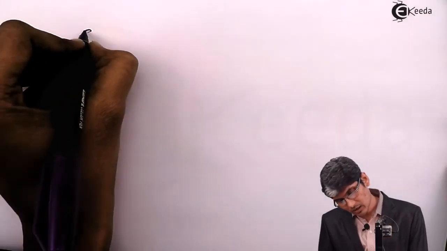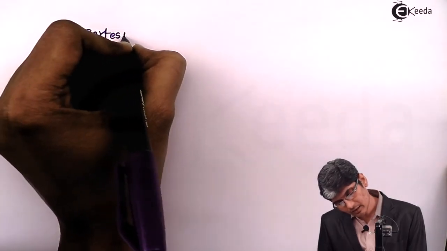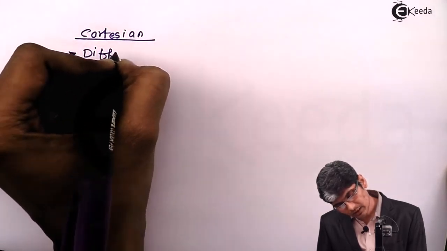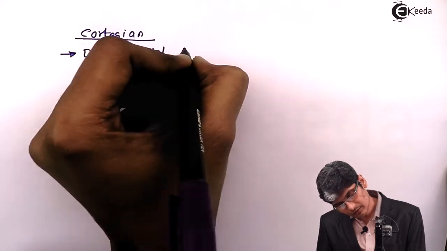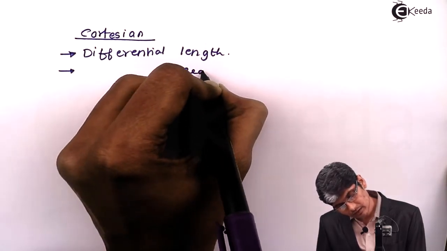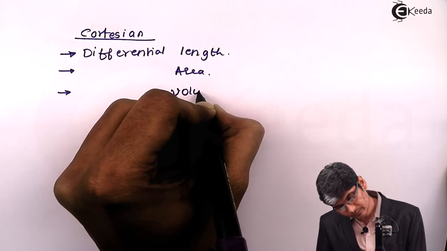Hi friends, today we are going to see how a differential length, differential volume and differential area are decided in a given coordinate system. To start, we will always begin with the easy coordinate system, which is nothing but the rectangular or Cartesian coordinate system. In the Cartesian coordinate system, I want to find my differential length, then differential area and differential volume.